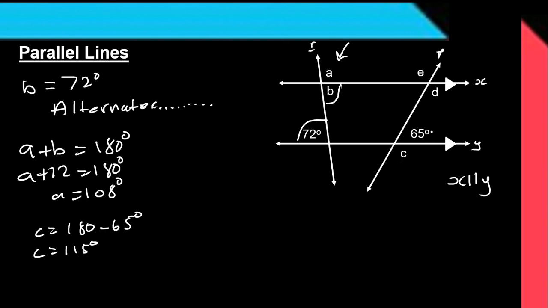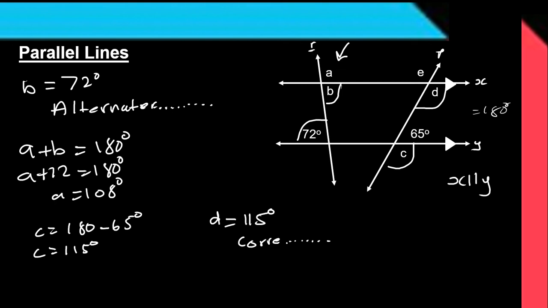Then I can use parallel lines in many ways. I can say that D and 65 are co-interior, so they would equal 180. Or, because I've already done some calculations, I know that D and C are corresponding angles. So they equal each other. So I know that D equals 115 degrees because they're corresponding angles.